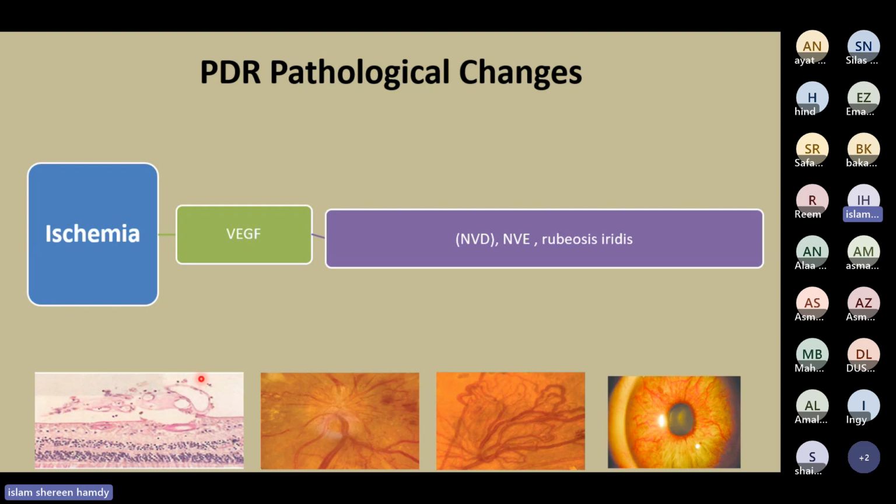Okay, what's the main problem with the new vessels? That they lack the normal tight junctions between the endothelial cells, so they are fragile. They don't form a part of what we call the inner blood retinal barrier. They can leak easily. They can bleed easily, causing more complications.